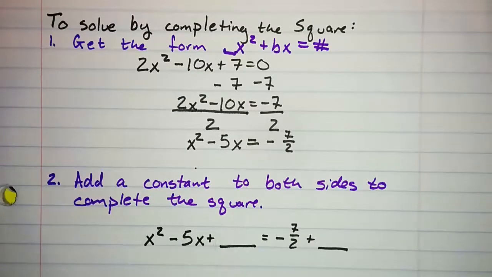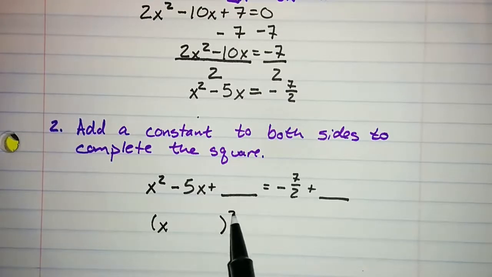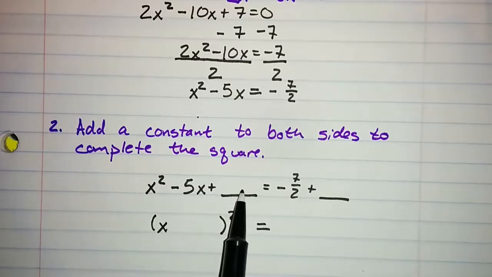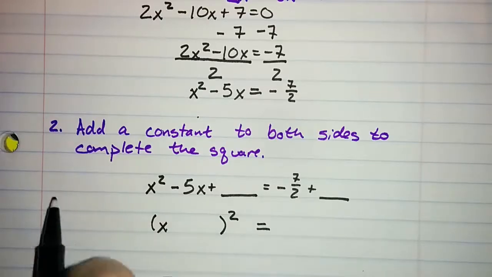That is, we will then be able to write the left-hand side as x plus or minus something, squared. And then on the right-hand side, we'll have whatever this total works out to. All right. So we just need to figure out what goes here and what goes here. How will we do that?